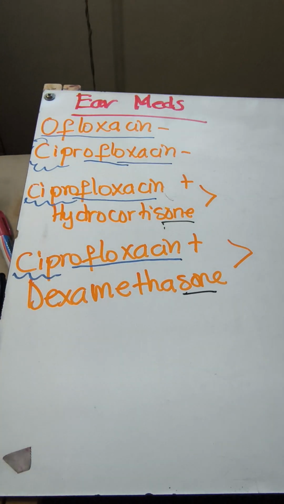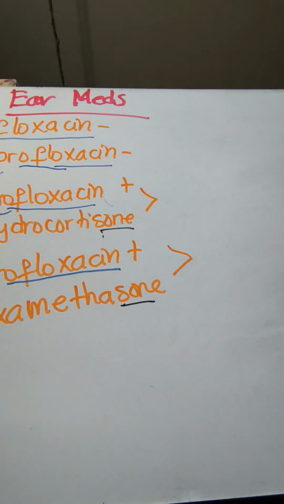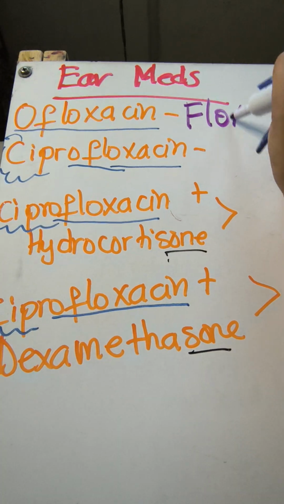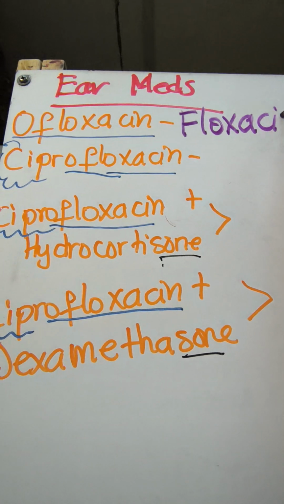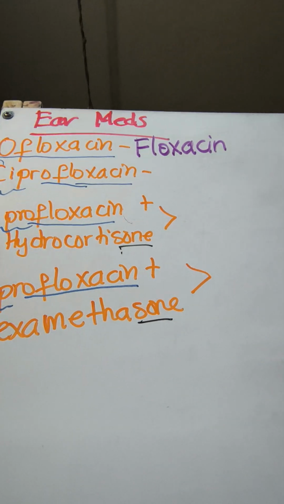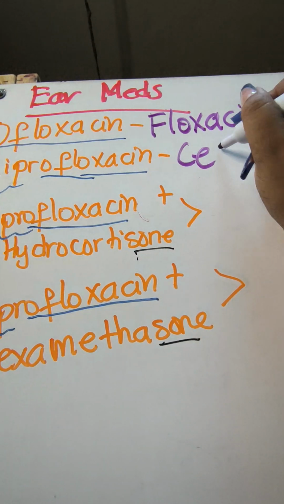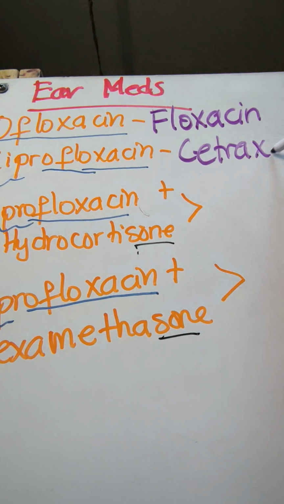So in these 4 meds, ofloxacin for ears is, let's get a purple one, floxacin. Easy, I told you. Ciprofloxacin for your ear is Cetraxone.